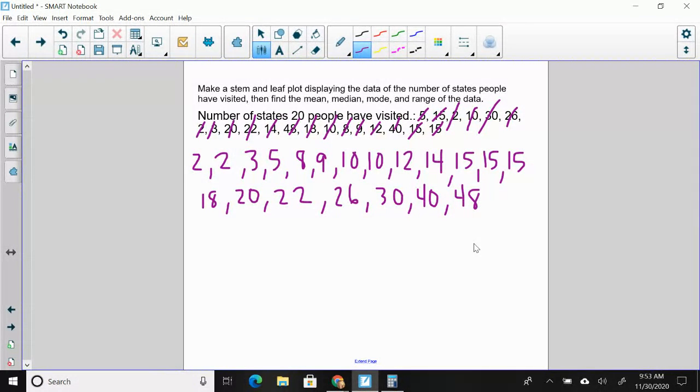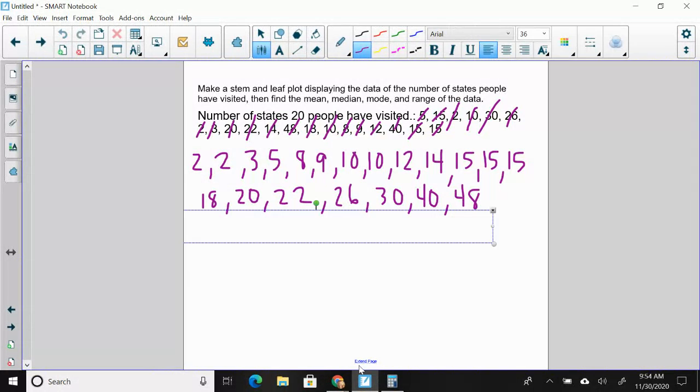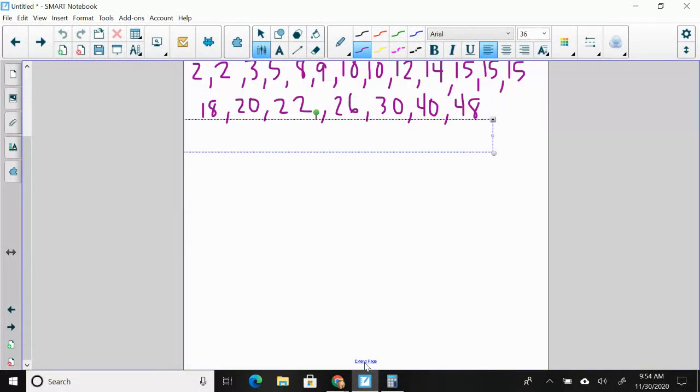All right, so we have 20 people and the amount of states that they have visited. So we should have 20 numbers in our data set once we have rearranged them. So I'm just going to make sure I have 20 numbers. 1, 2, 3, 4, 5, 6, 7, 8, 9, 10, 11, 12, 13, 14, 15, 16, 17, 18, 19, 20. Okay, so everything is accounted for. All right. You have 21 numbers? Then you have something in there more than it should be.